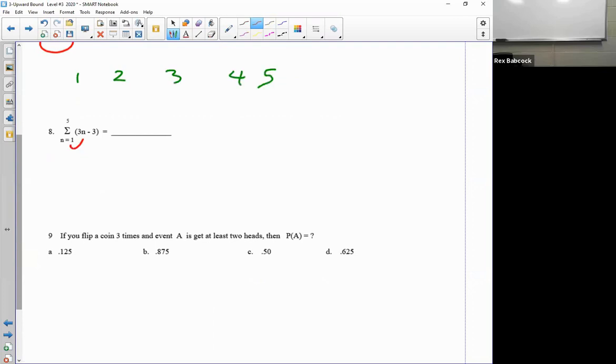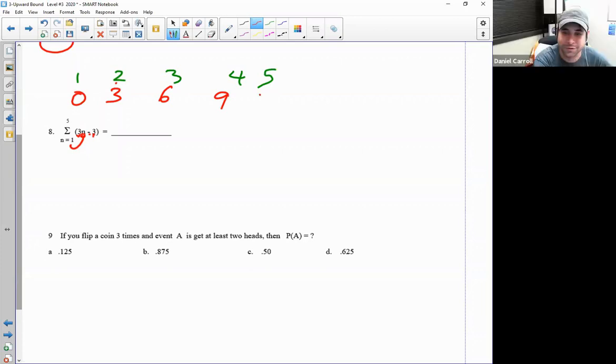I'm going to put a 1 in here. 1 times 3 is 3, minus 3 is 0. I'm going to put a 2 in. 2 times 3 is 6. 6 minus 3 is 3. I'm going to put a 3 in. 3 times 3 is 9. 9 minus 3 is 6. I'm going to put a 4 in. 4 times 3 is 12. 12 minus 3 is 9. Guess what the fifth term is going to be? Yes, 12.